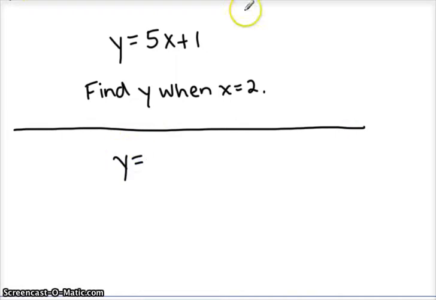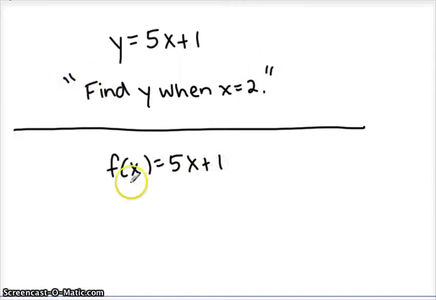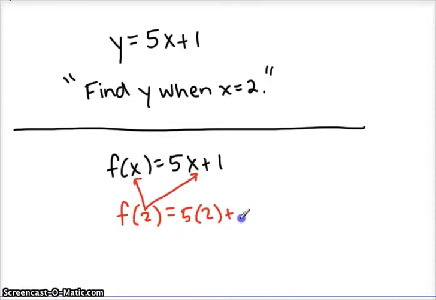Same thing in function notation, instead of saying this little phrase here, find y when x equals 2, I could just write this. F of 2, meaning what I want you to do is plug in 2 for x. So you plug in 2 for x, and you'd get 11.